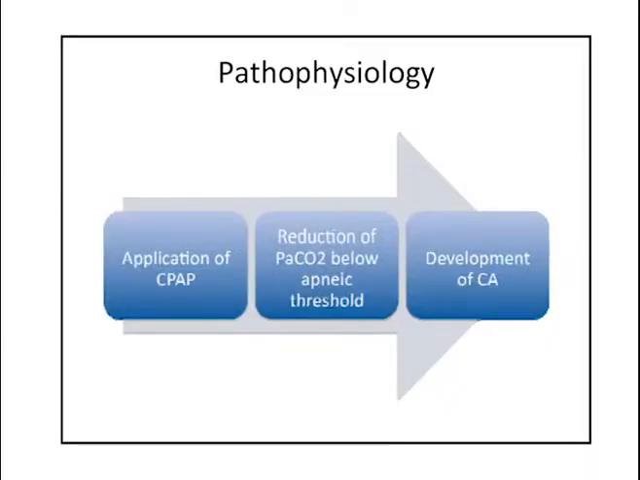After understanding the patient, understand the patient's respiratory physiology. Let's take the case, for example, of complex sleep apnea. Somebody at baseline has either mixed or obstructive events due to upper airway occlusion. You apply CPAP to open up the upper airways. But in so doing, CO2 is reduced below apneic threshold, leading to the first central apnea.